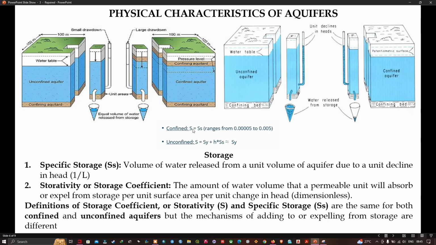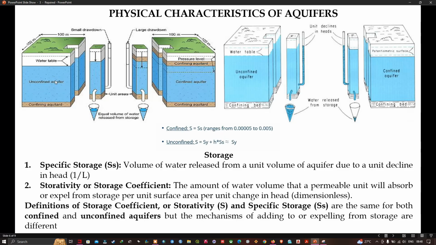In case of the confined aquifer, the storativity is equal to the specific storage only. And in case of the unconfined aquifer, we have the specific yield as well as the specific storage. But the value of the specific storage is nearly negligible compared to the specific yield. So what is the reason? As we said before, the specific yield is the amount of water drained or expelled by gravity. So here in the unconfined aquifer, we really have gravity.